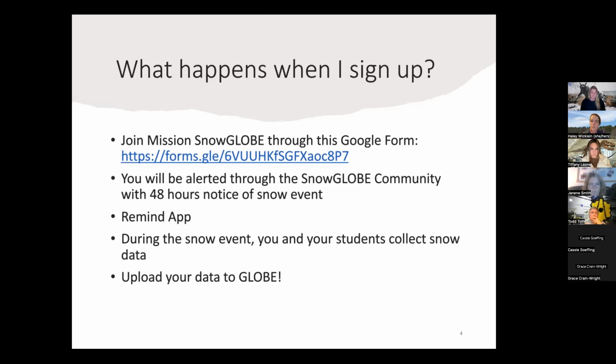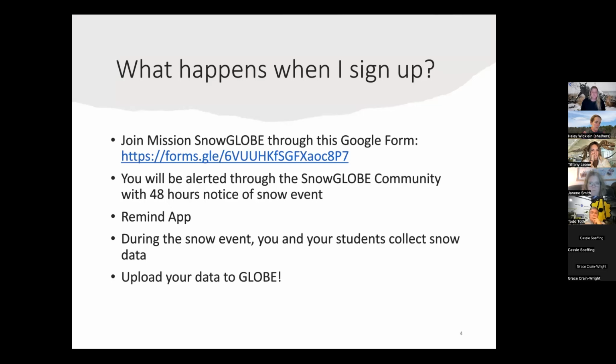Some people might be curious how many times they'll be alerted. From what I saw last year, there were about 14 snow events. So you could potentially be alerted 14 times within the 2 months. Who knows what snow events we're going to have this year? There could be 7, there could be 14, who knows?